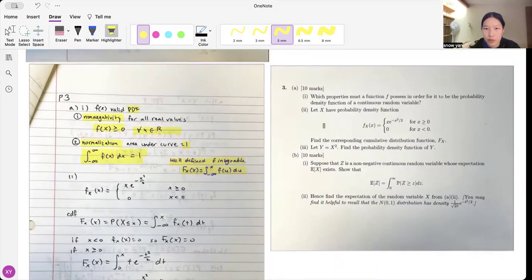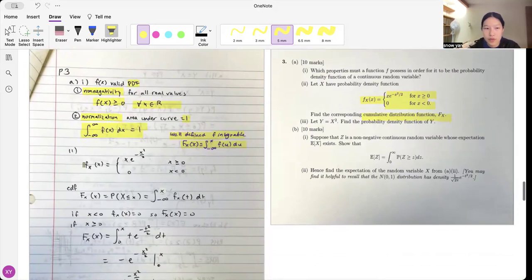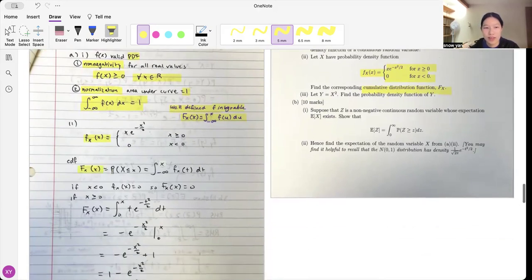For question 2, part 2, we have: let X have this probability density function. Find the corresponding cumulative distribution function F(x). So we have the PDF, and we're now trying to convert it to a CDF. We first write out what our PDF is. And the CDF is essentially the integral of our PDF, right? So we write F(x) is equal to P(X smaller than or equal to x), which is the integral from negative infinity up to x of f(t) dt.